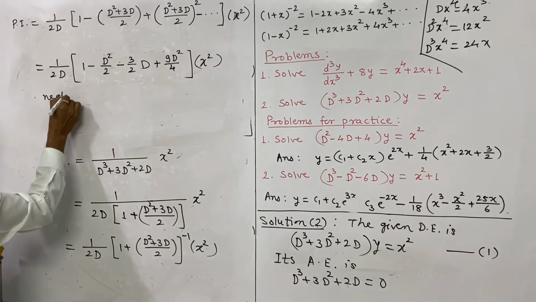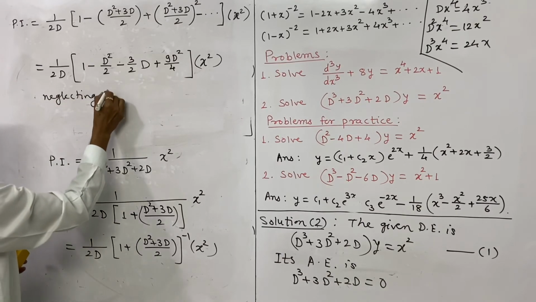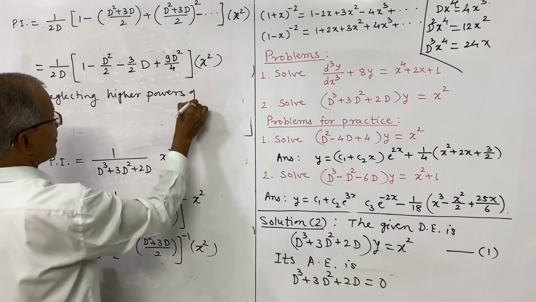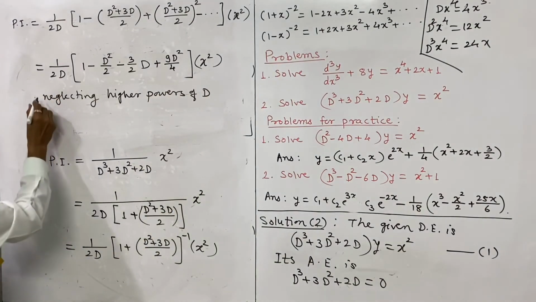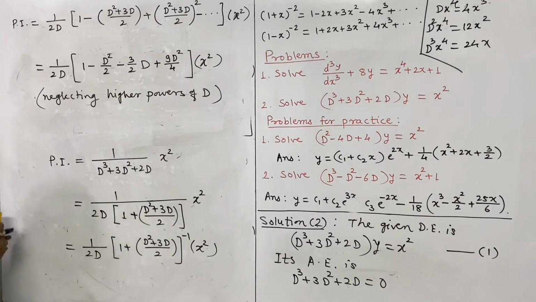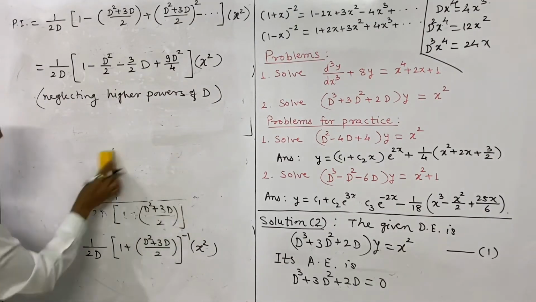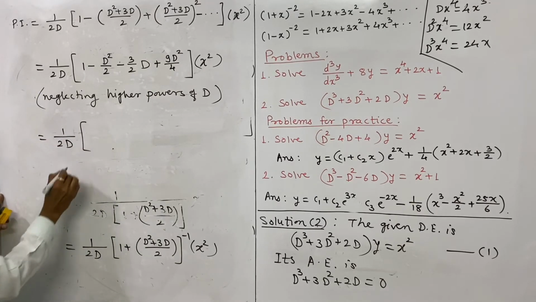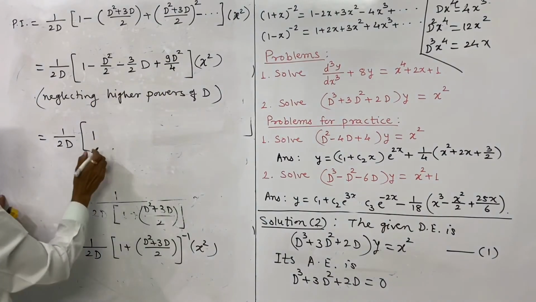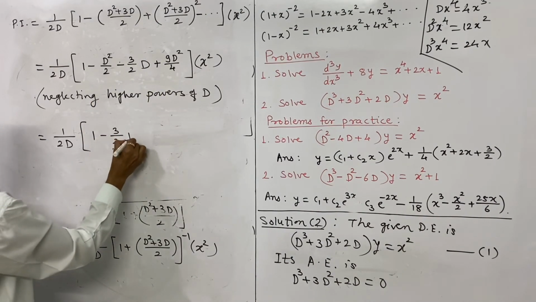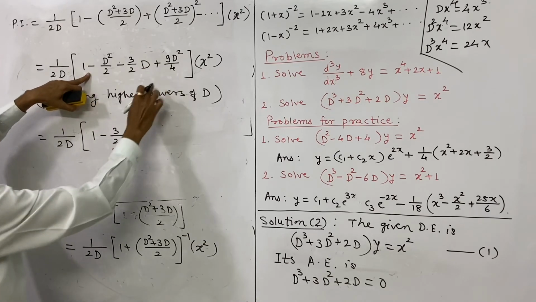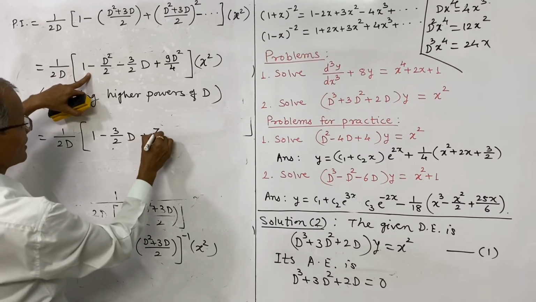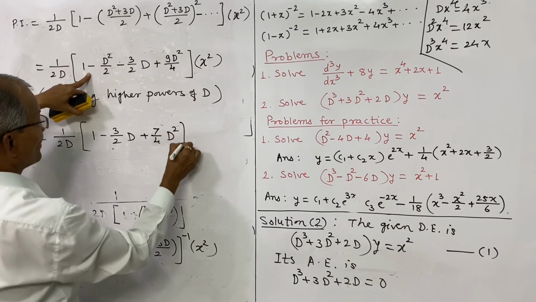Neglecting higher order terms, higher power terms of d higher than 2, that we have neglected, and this is 1 by 2d into bracket. Now this term can be added, 1 minus 3 by 2 d, and you see minus half and plus 9 by 4. Minus half means 2 by 4, minus 2 plus 9 is 7, 7 by 4 d square operated on x square.